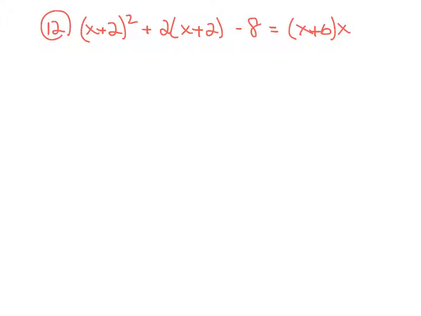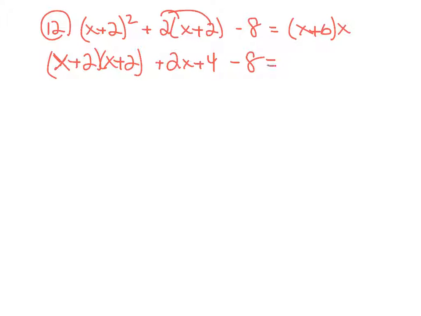All right, number 12. I'm kind of surprised you can't do this one. Come on now, kiddo. You're going to double distribute that x plus 2. Okay, because when something's squared, you write it twice. And then over here, I'm going to just distribute. So that's going to be plus 2x plus 4. Bring down the minus 8. I'm going to distribute on the right side there, so that's going to be x squared plus 6x.